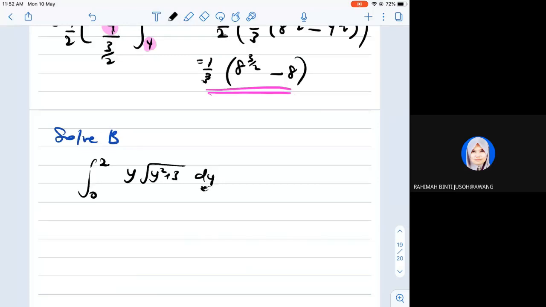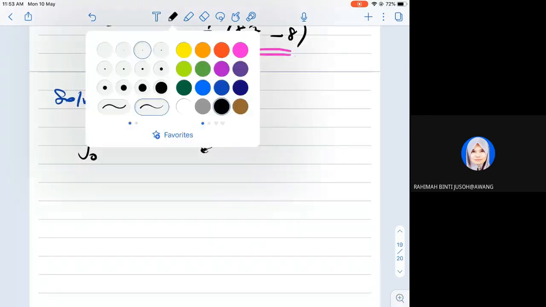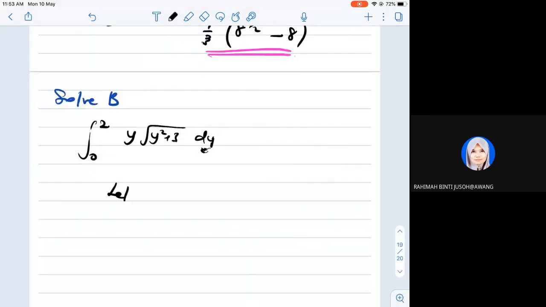You kena let substitution juga. Tadi Y kuasa 2 tambah 4. But now Y kuasa 2 tambah 3 lah. Okay, so we let U equals to Y squared plus 3. Differentiate U dapat 2Y dy. Or dy equals to du over 2Y.